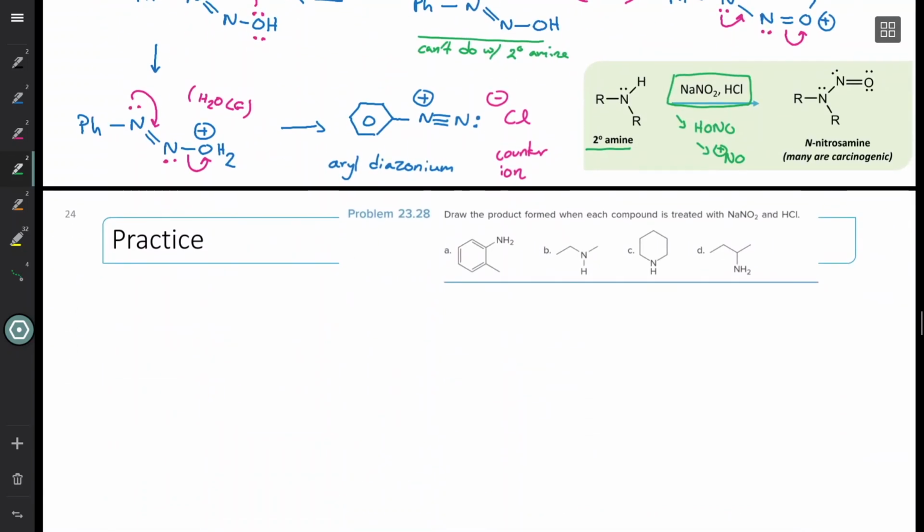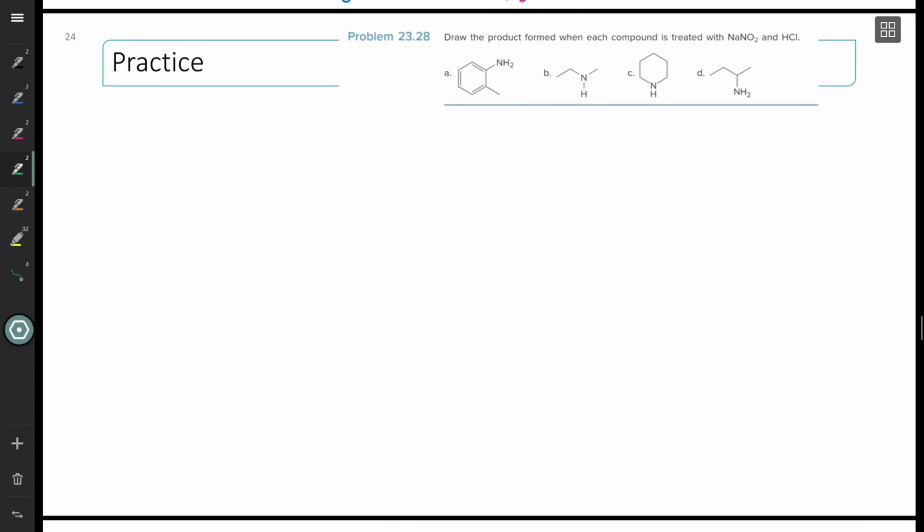So here's a set of problems. I'll do the first one, right? So just as I was saying, sodium nitrate and HCl, right? That equals a HONO electrophile. And let's do the first one. Basically, we're just turning each amine into the corresponding diazonium. Of course, careful here, right? Some of these are secondary amines, and so you might not be able to get as far, right? We just covered that. But the first one is a primary, so pretty easy.